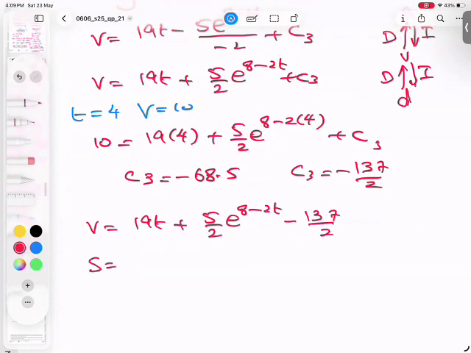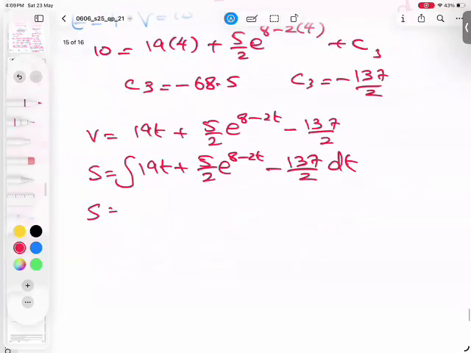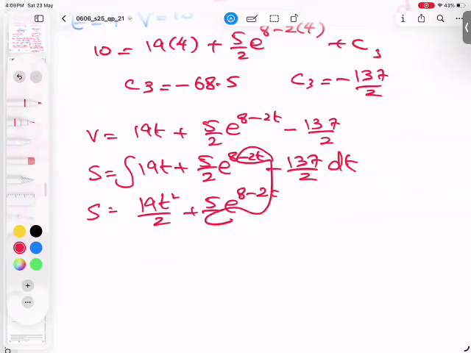And S is equal to the integral of (19t^(5/2) e^(8-2t) - 137/2) dt. Integration is very clear. Increase the power by 1, divide by the same. There's a 4, basically not positive 4, -4, because this power -2 comes here. So I will write negative here and 4 here. And this is -137 over 2 times t also, plus C4.